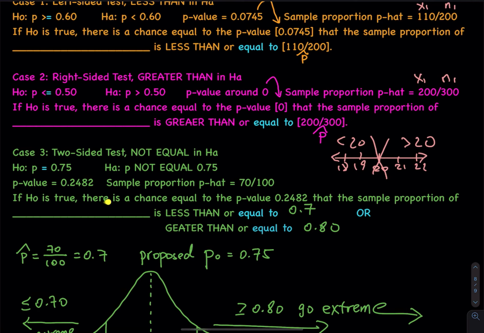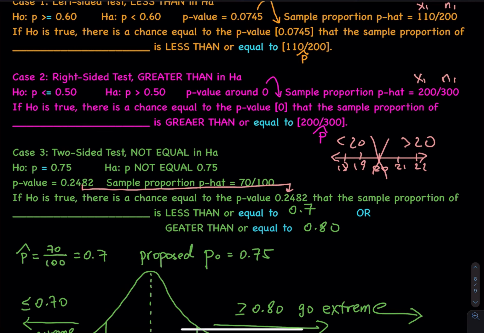Then you say there is a chance equal to the p-value, that is the same in every single problem, and then you fill in the p-value. So whatever the p-value is, you bring it over there. I should add a square bracket over there as well. So the p-value is 0.2482, that the sample proportion of, underline the sample proportion of what you have to take from the description of the problem you are solving, is less than or equal to 0.7, or greater than or equal to 0.8. If you take a look at the H0 and HA, there is no 0.7, right?